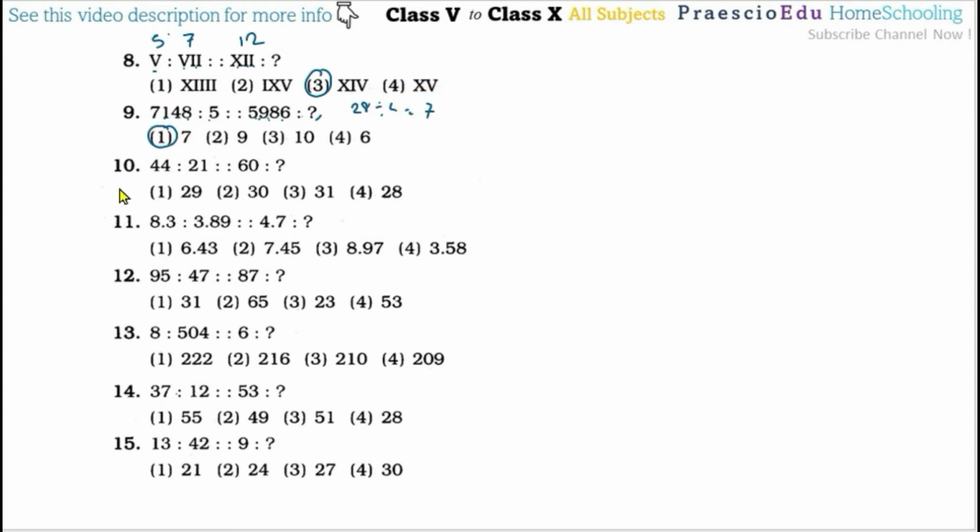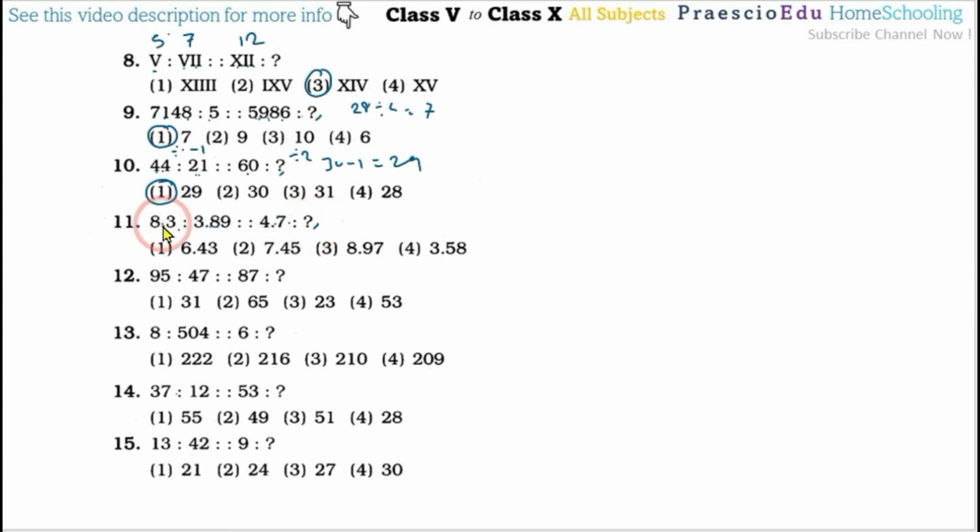Now question number 10, 44, then 21, 60, and question mark. Then 44 divided by 2, we are getting the 22, and minus 1 is a 21. So likewise 60 divided by 2 is a 30, and minus 1 is a 29, and this is given in option number 1. Then question number 11, 8.3, then 3.89, then 4.7, then question mark.